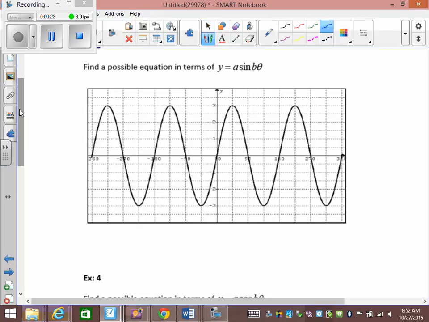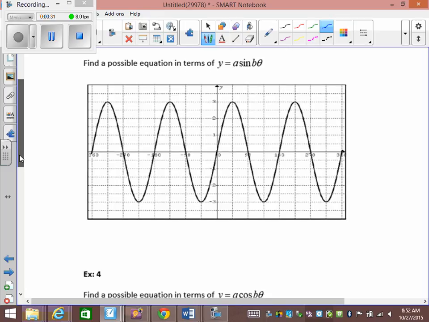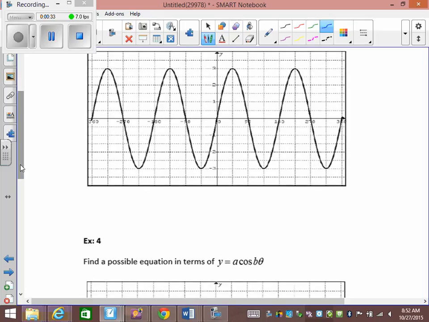Y equals A sine B theta. So if we can get B and we can get A, then you can answer this question, right? Now remember, A is either positive or negative, but the absolute value of A is our amplitude. And our amplitude we can always get by going the absolute value of max minus min divided by 2.